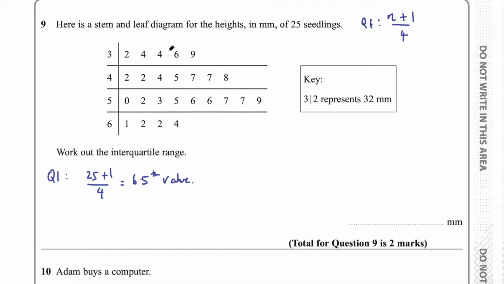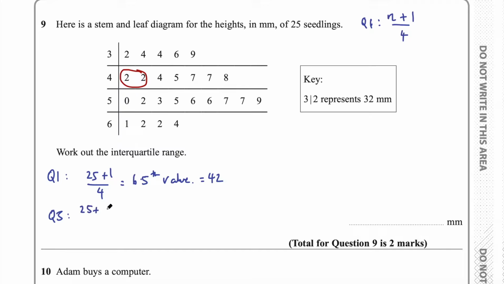So 1, 2, 3, 4, 5, 6, 42, and 42. Well, I've got two 42s, so that makes it easy. These are my 6th and 7th values. The average of those is obviously 42. So that's not too bad. And then quartile 3 is almost the same thing.